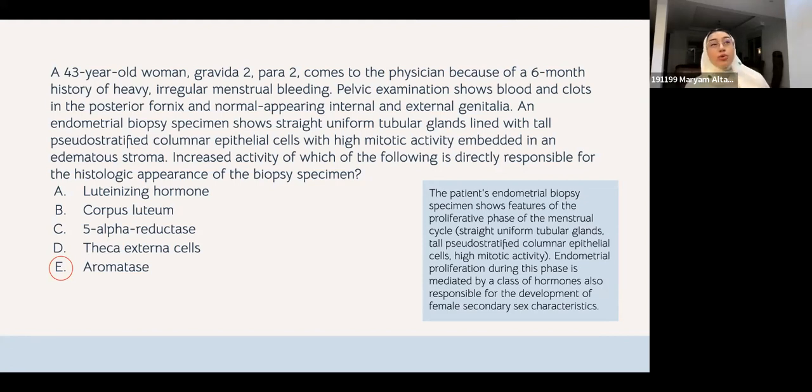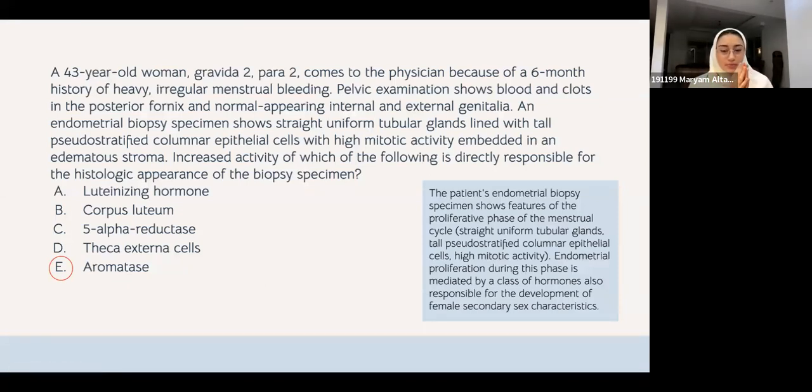What hormone is important in my follicular phase? Estradiol. What is the enzyme responsible for making my estradiol? Aromatase. So that's basically a long-winded way of asking the question. But we know steps 1, 2, 3.